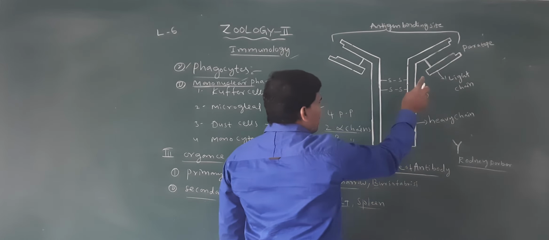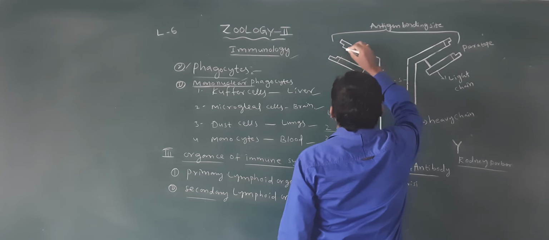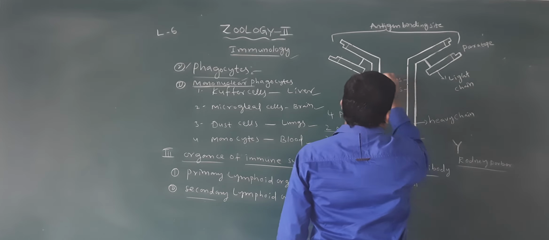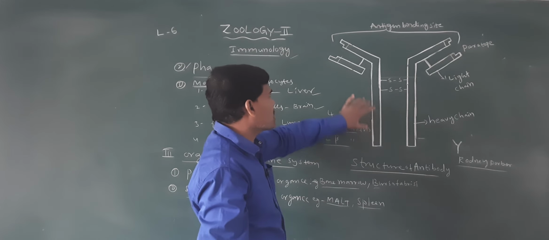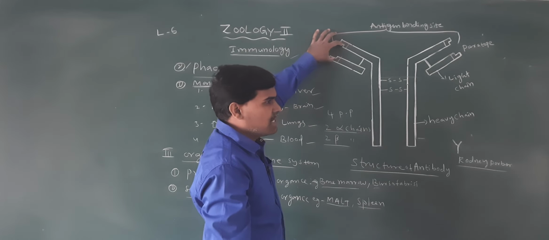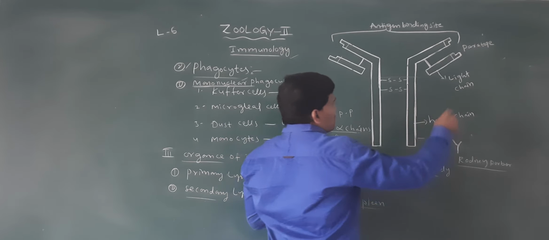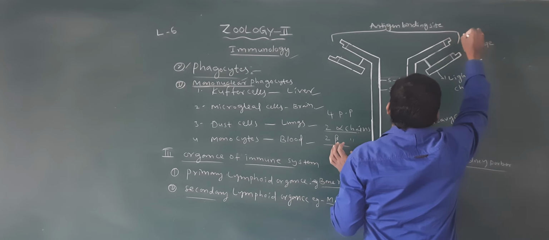The two light chains and the two heavy chains. The variable part. This is the constant part. The constant part means the stem. The stem part is the constant part, and this is the variable part. Why? Because this is the variable part, the paratope. The paratope is the variable part, or antigen binding site.